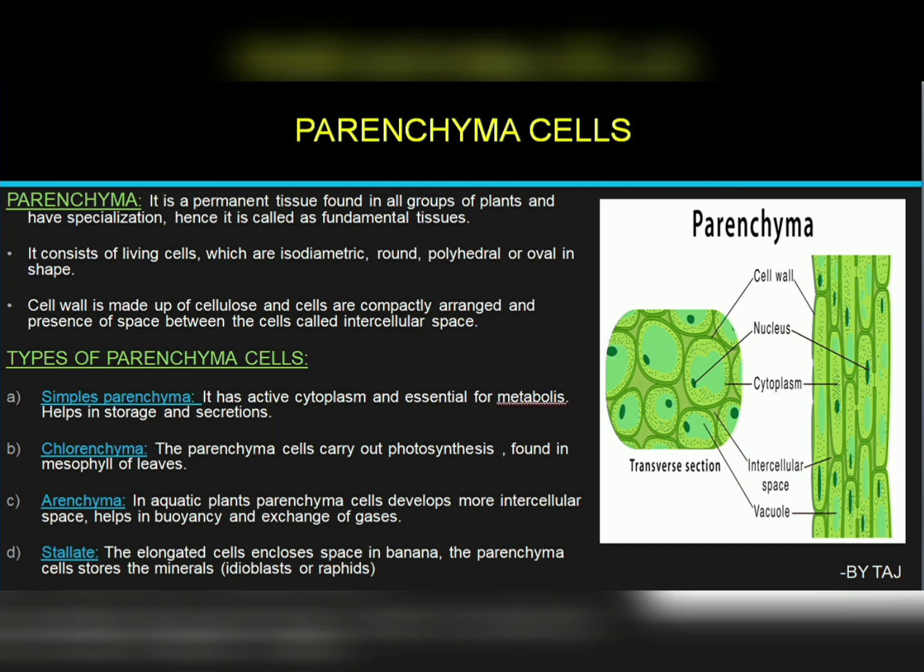Coming to the third one, that is aerenchyma. In aquatic plants you get these kinds of parenchyma cells, where the parenchyma cells develop more intercellular space, and that intercellular space is filled with air, which helps in buoyancy or exchange of gases. An example for these parenchyma cells is the lotus plant. Coming to the fourth one, that is stellate. The elongated cells enclose a space, as in banana. The parenchyma cell that stores minerals we call idioblast or raphides.